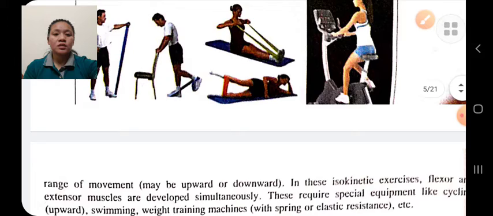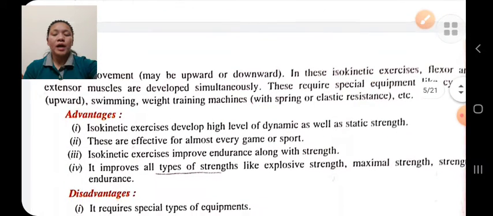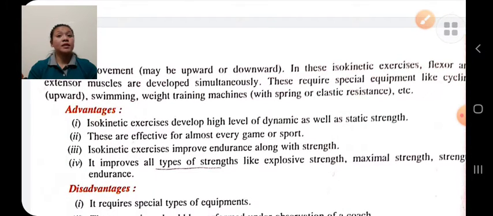The advantage of isokinetic exercise is that it helps in developing static as well as dynamic strength. It is useful for every game and sport. It helps to improve endurance as well as strength, and improves all types of strength: explosive strength, maximum strength, strength endurance, etc.